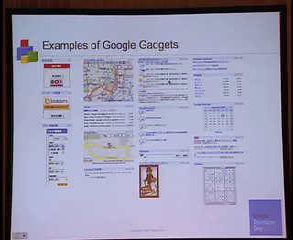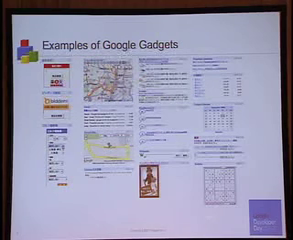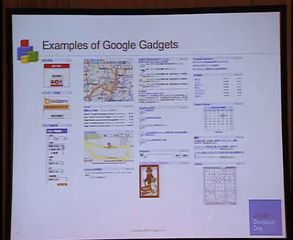You can see we have weather here. There's stocks. There's a calendar. There's, at the bottom, there's a countdown to a wedding. There's also lots and lots of games people have written. I can read my Gmail on my iGoogle page. The sky's the limit when you're writing gadgets. You can write a gadget that does anything.